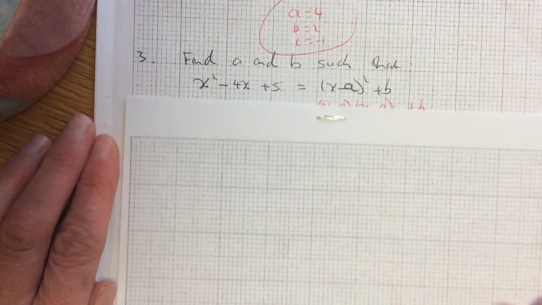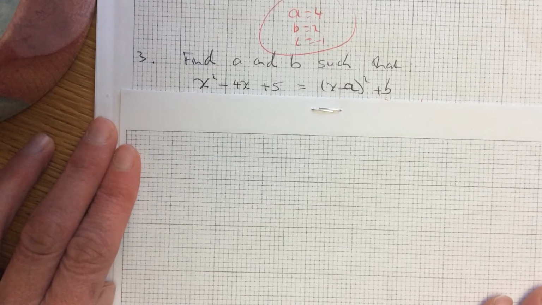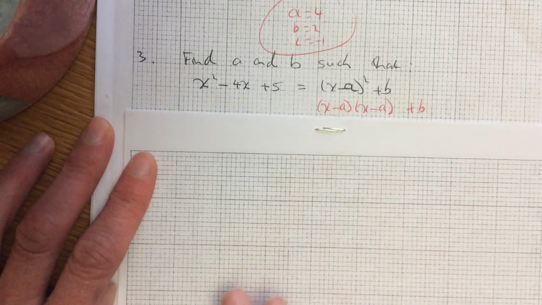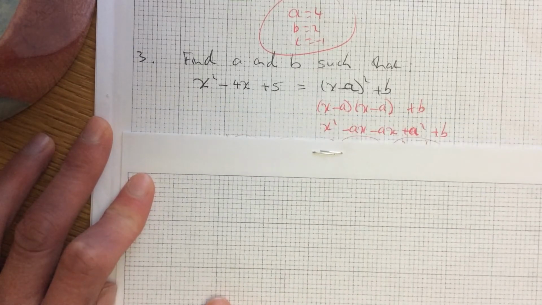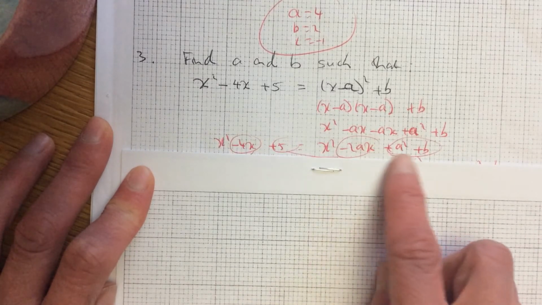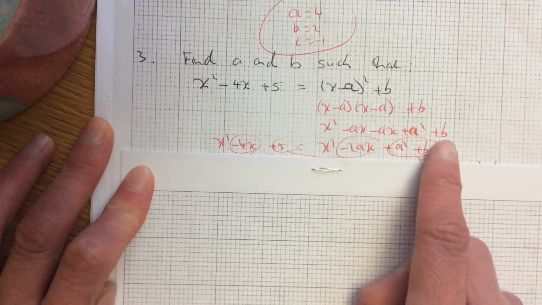Number 3 is another very awkward one. Find A, B, and C such as that. So what on earth does that mean? You know how to square something. Times it by itself. So times that all out by itself, and that's me tidying it up. So x squared minus 2ax plus a squared plus b.